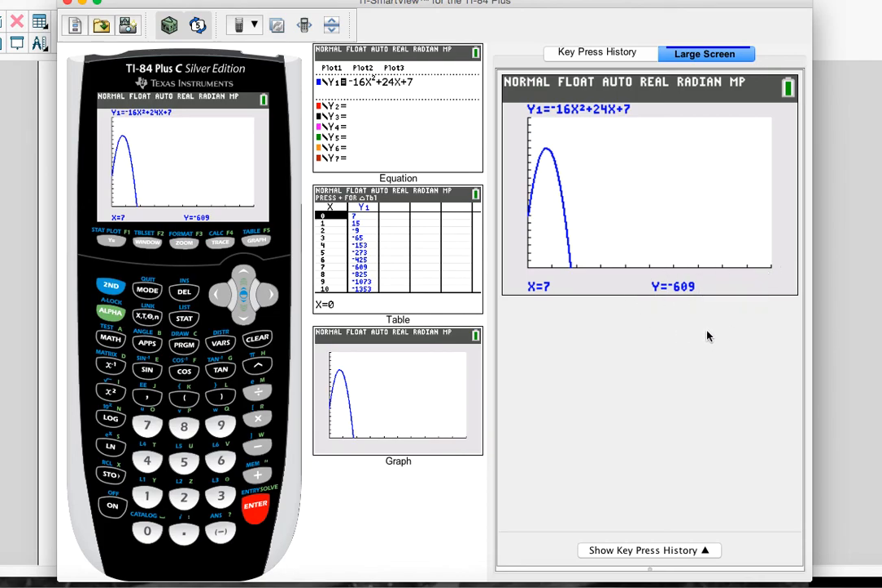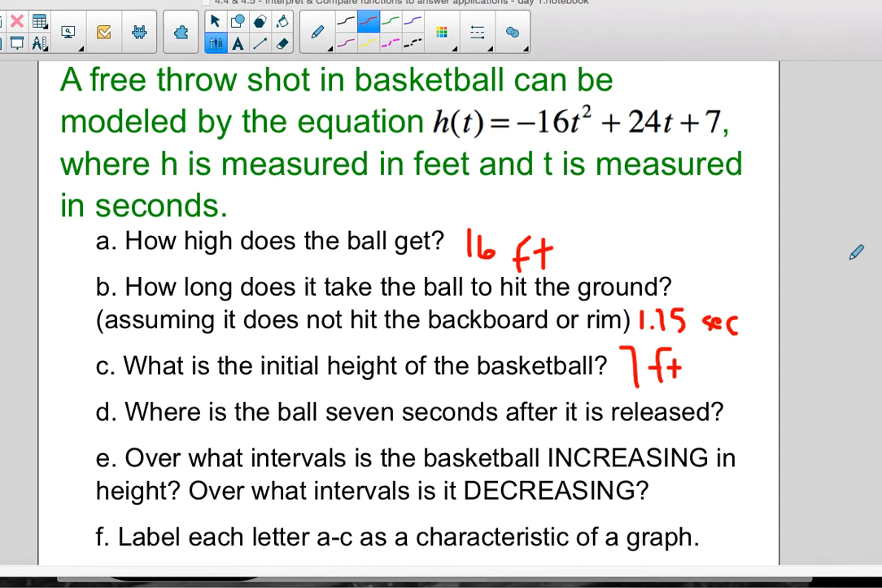So ignore the calculator, right? There's certain things that calculators cannot really do if you just have a common sense approach. So where is the ball going to be after 7 seconds? It's going to be on the ground, right? So at 0 feet. Maybe somebody picked it up and shot another shot. Okay, maybe, but for this purpose, let's just assume nothing happened to the ball. It just hits the ground and rolls. 0 feet, right? Over what interval is the basketball increasing and decreasing?